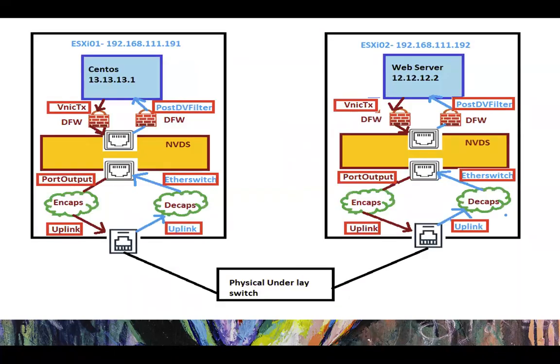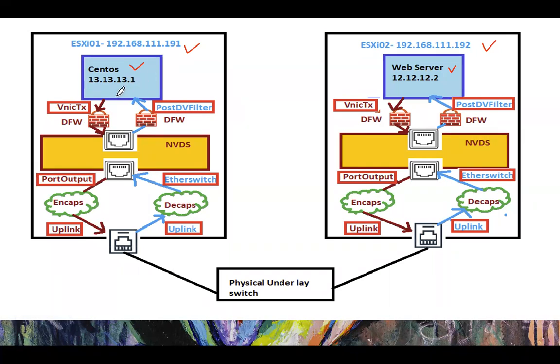These capture points, which I highlighted in my previous slide, are also highlighted in red boxes. I will explain how these capture points will help you troubleshoot the environment. Let's suppose in my lab I have two ESXi hosts, .191 and .192, and the traffic is being sent from the VM CentOS to the web server. This CentOS is hosted on 191 and the web server is hosted on 192.